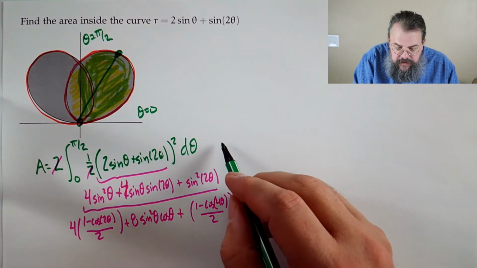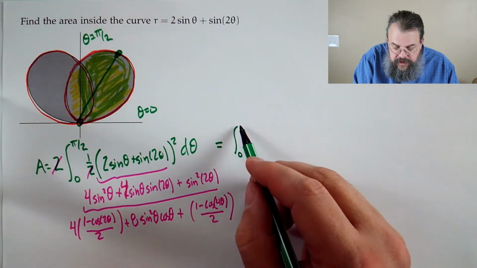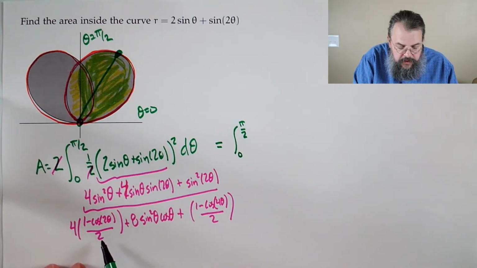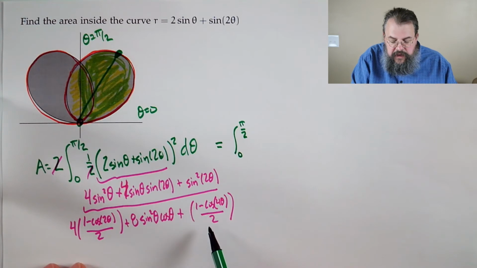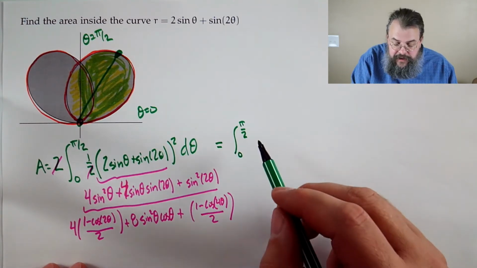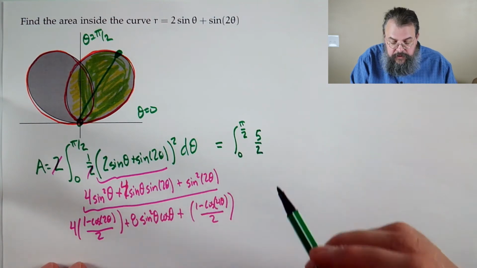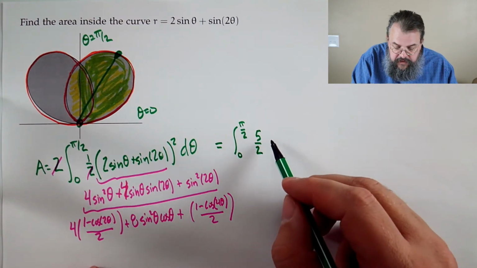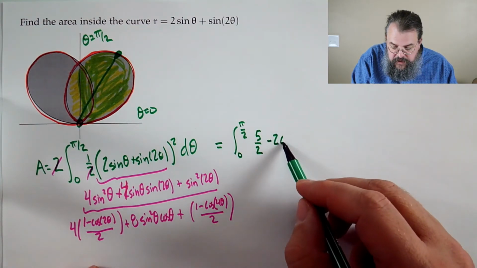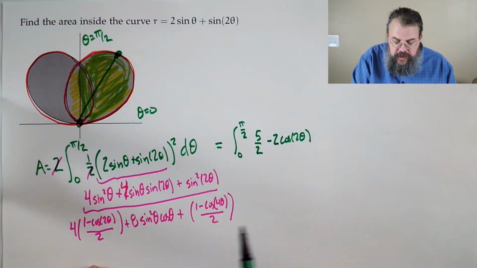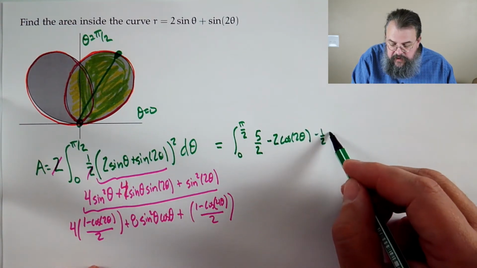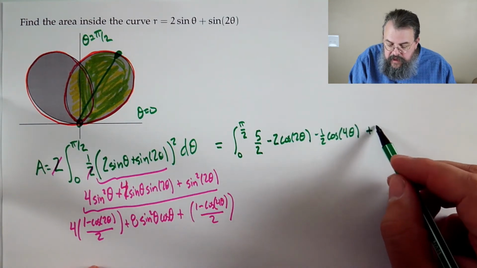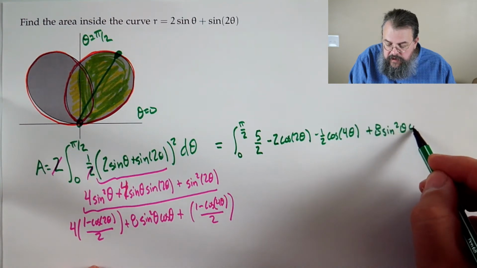We have, this is the integral from 0 to pi over 2. So let's see what we have. We have 4 over 2 makes 2 plus a half. 2 plus a half, also known as 5 halves. Okay, that's not so bad. Then we have minus 2 cosine 2 theta. Then we have minus a half cosine 4 theta. And then this last piece, 8 sine squared theta cosine theta.